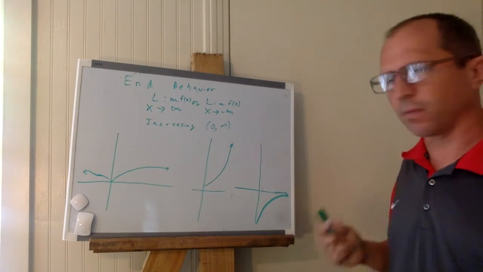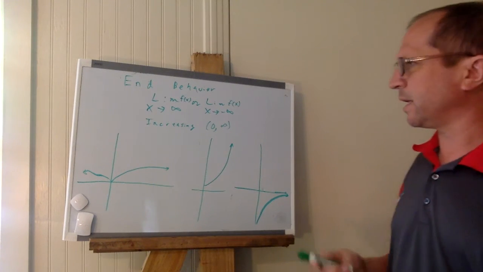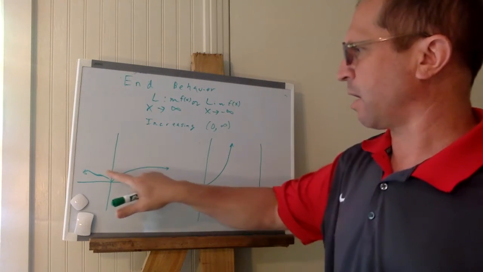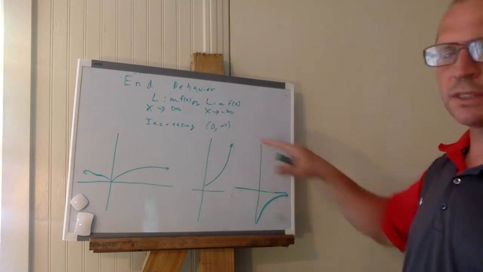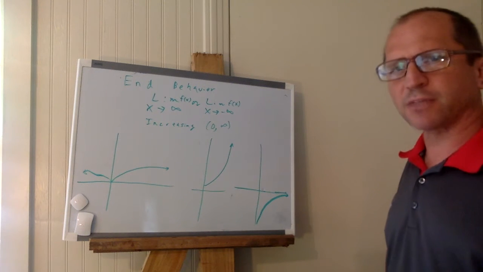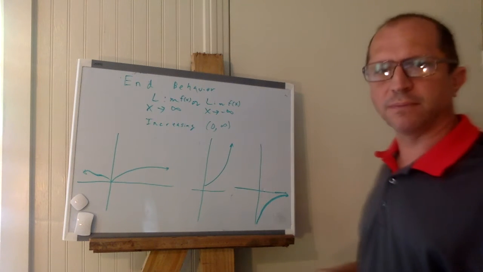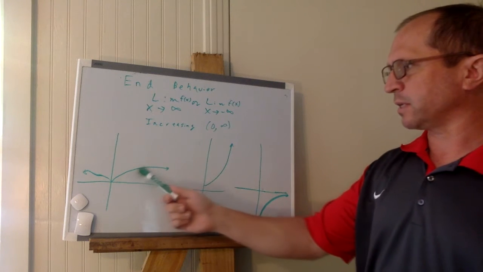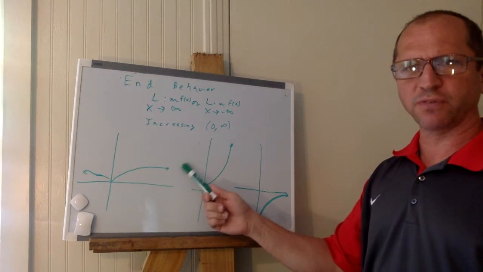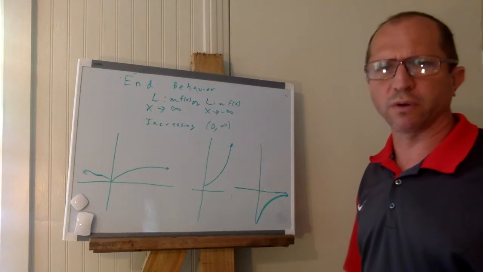So what are the tendencies? All of these graphs have one thing in common: they are increasing from 0 to infinity. But that's really where the common themes end. This one is increasing, and it's probably going to increase forever. Let's think about this as being the square root of x, possibly.